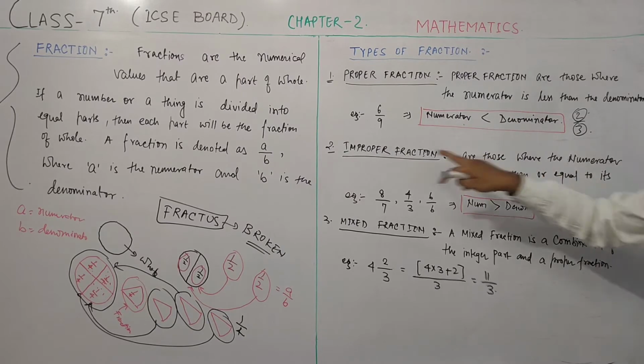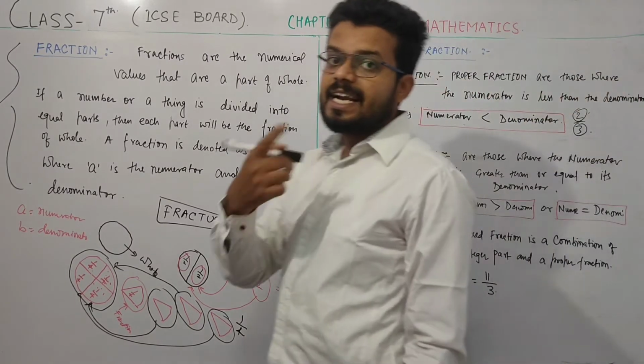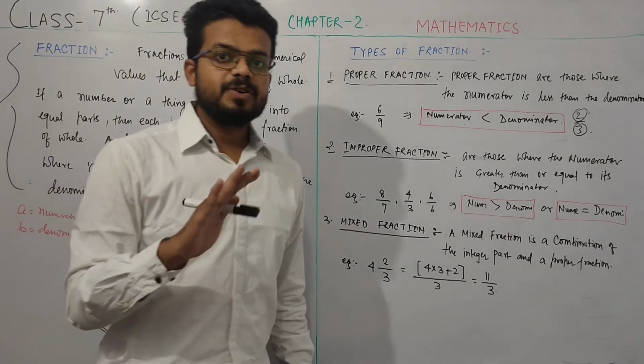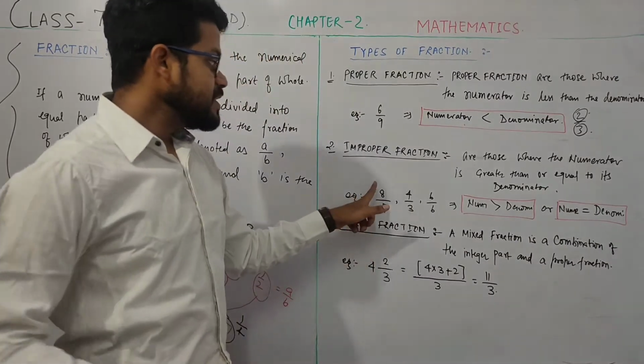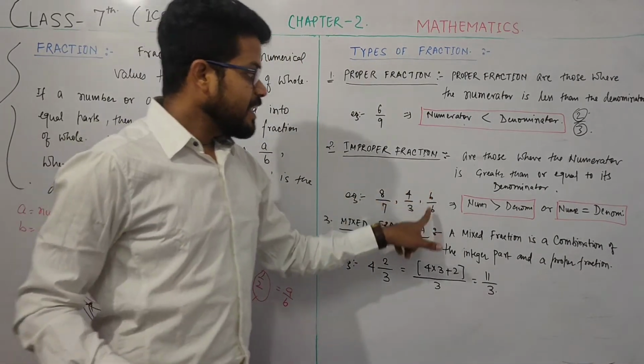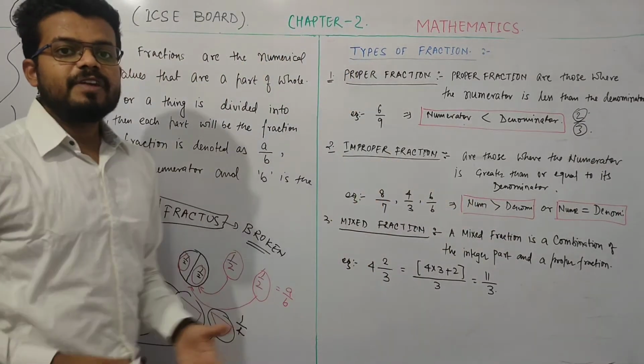Remember this, improper fractions are those fractions in which the numerator is greater than or equal to its denominator. So this is greater, and this is equal. So this is the representation of an improper fraction.